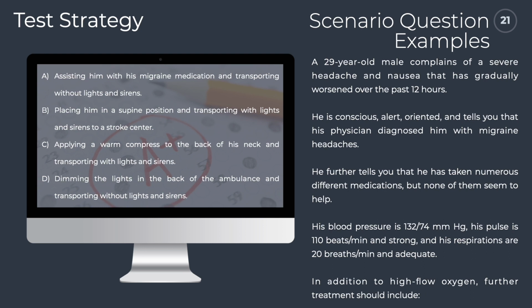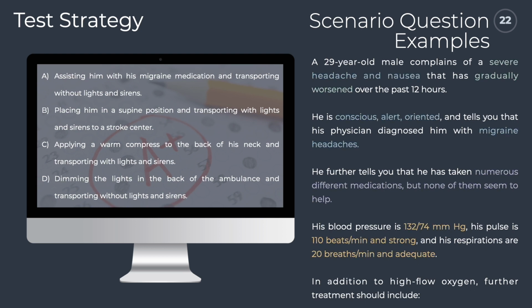In addition to high-flow oxygen, further treatment should include: A. Assisting him with his migraine medication and transporting without lights and sirens. B. Place him in a supine position and transport with lights and sirens to a stroke center. C. Applying a warm compress to the back of his neck and transporting with lights and sirens. Or D. Dimming of the lights in the back of the ambulance and transporting without lights and sirens. This one has some longer answers, so take some time to read through and analyze this question before answering.